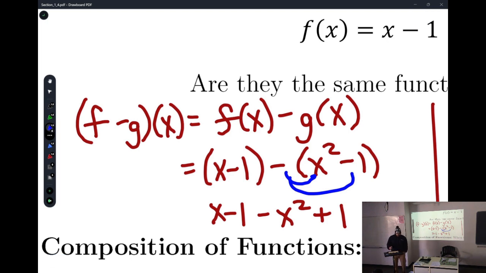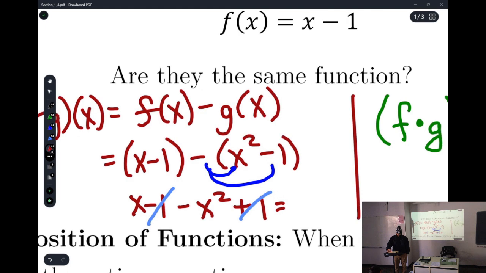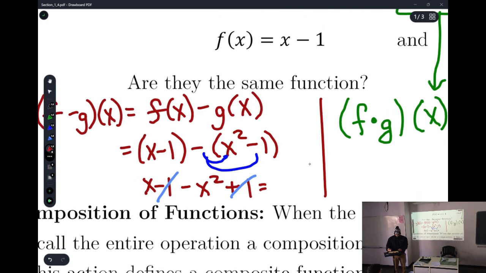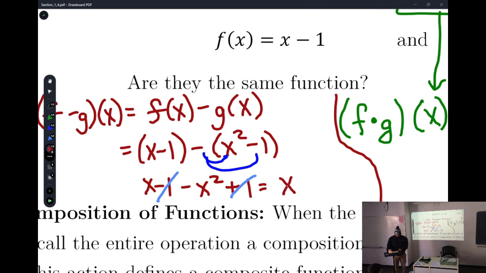So something really cool happens there. Minus 1 and plus 1 go away. And we are left with, being out of room, x minus x squared.